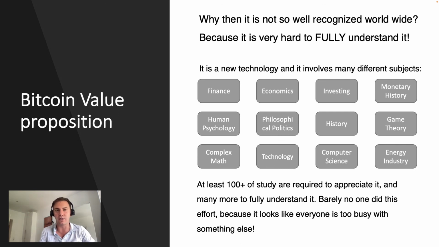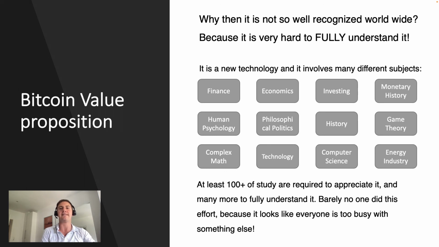Why? Because firstly, it's a new technology. Every new technology, like the car when it was created, energy, internet, most people were against it because they didn't really get it. Because it's a new technology, it's hard to understand. But secondly, because Bitcoin is very, very complex.